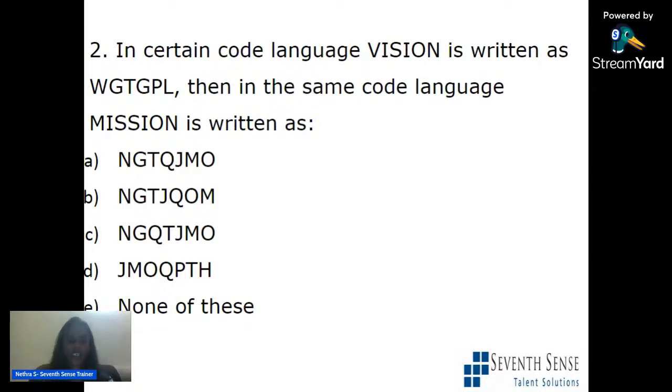So just read the question once more. Just consider the previous example, how they coded the first word. Here you have to find out the logic. So answer started, so option D. Very good. We'll check the correct answer.